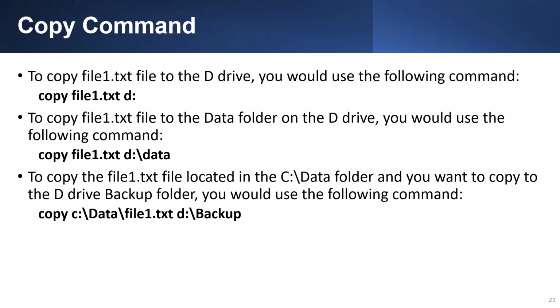To copy the file1.txt file to the D drive, you would use the following command: copy file1.txt D:. To copy the file1.txt file to the data folder on the D drive, you would use the following command: copy file1.txt D:\data. To copy the file1.txt file located in the C:\data folder to the D drive backup folder, you would use the following command: copy C:\data\file1.txt space D:\backup.